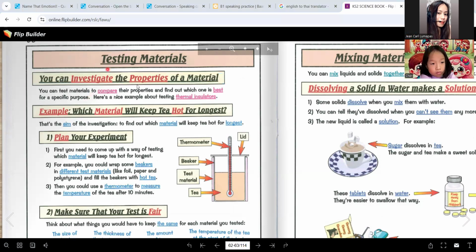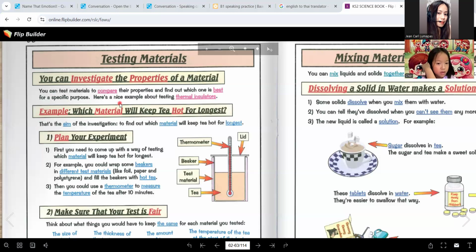How can you investigate the properties of a material, Sherbel? Let's read here. You can test materials to compare properties and find out which one is best for a specific purpose. Okay, very good.